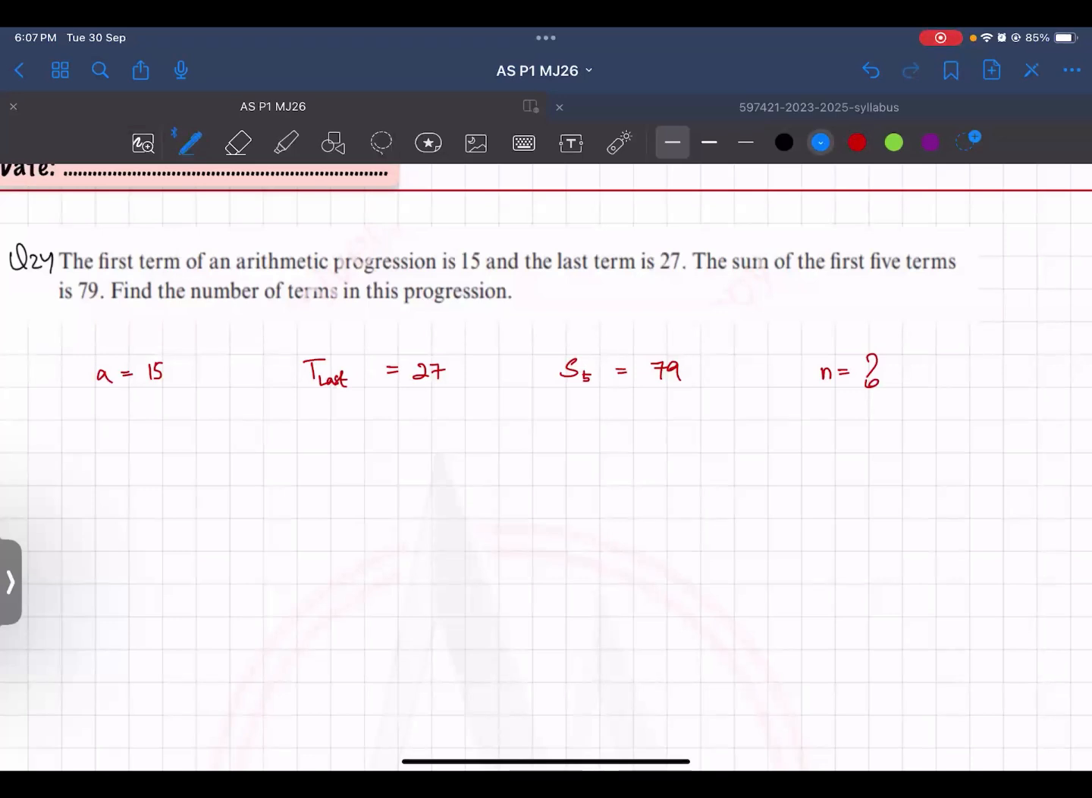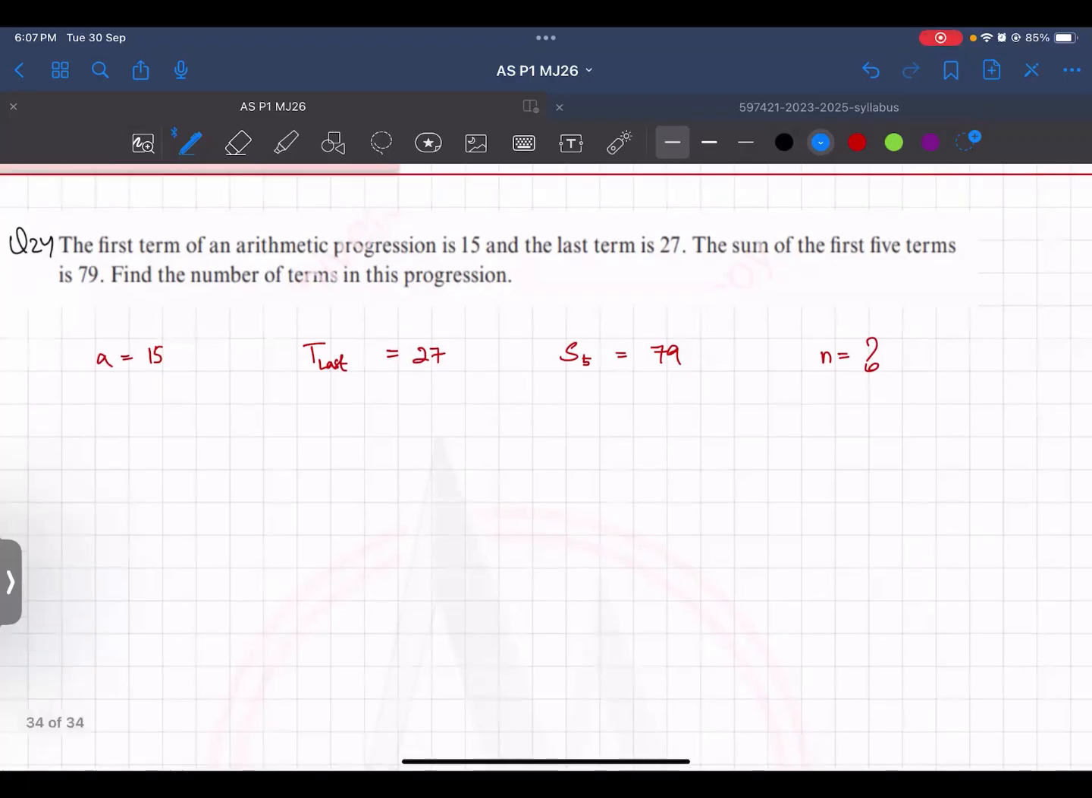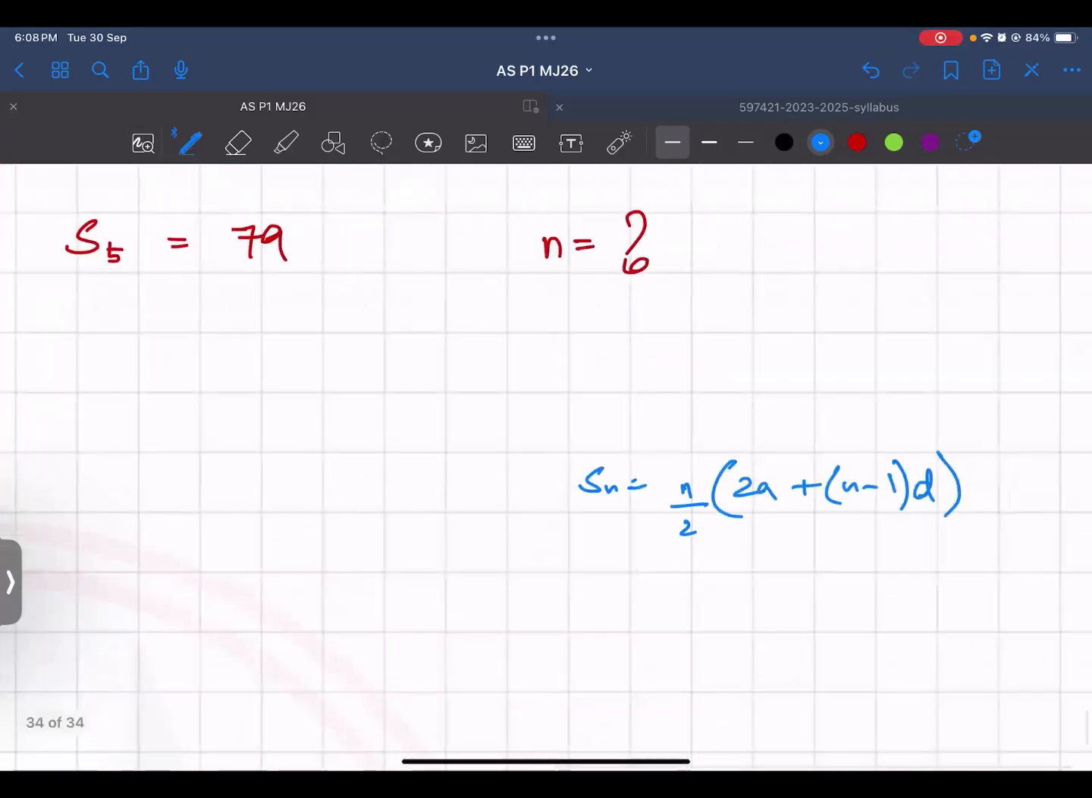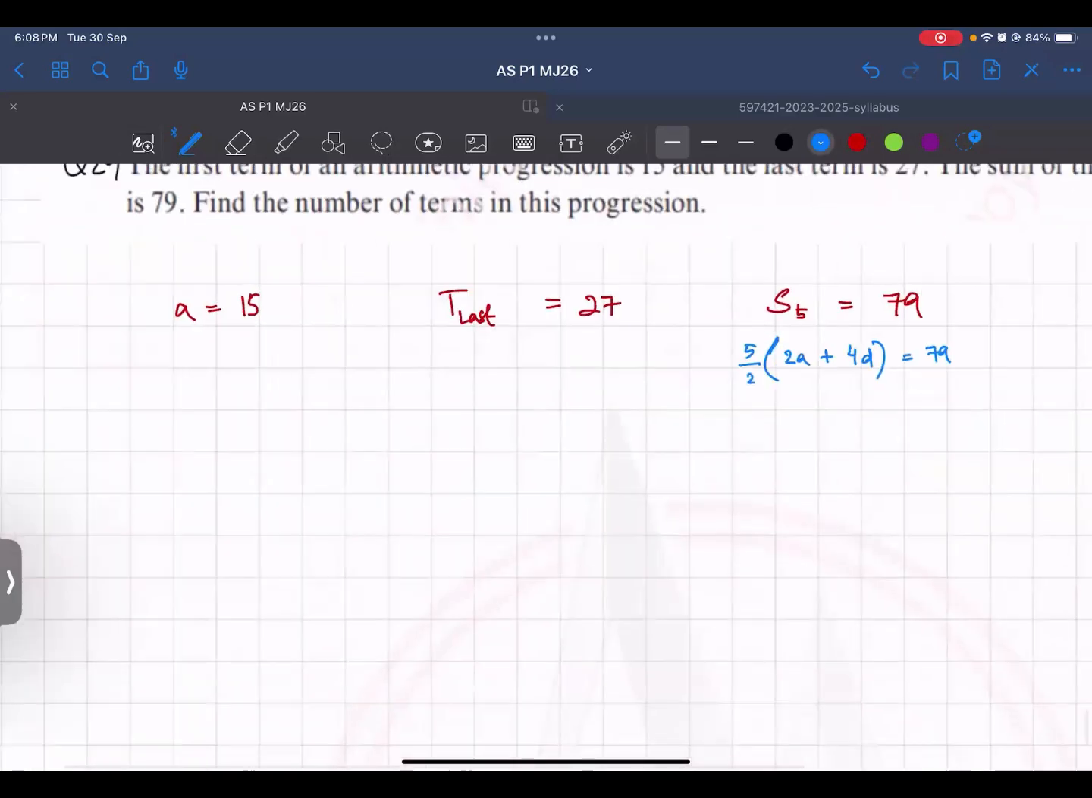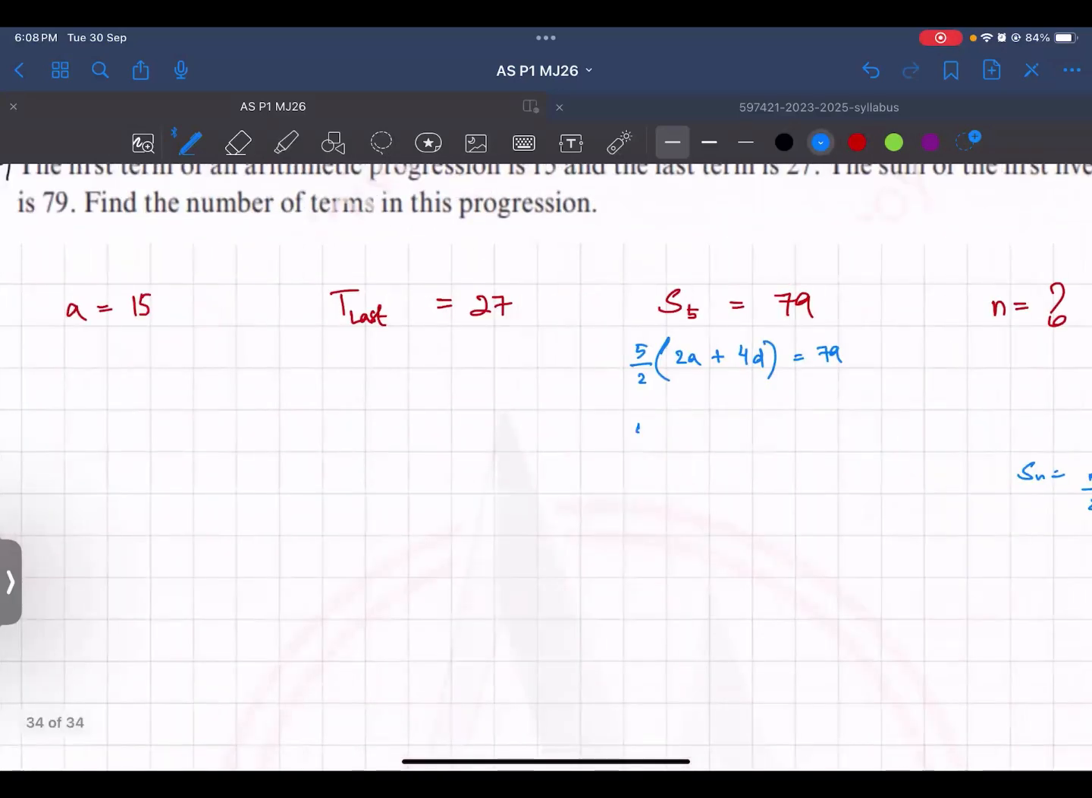Definitely simultaneously, possibly. So for the sum of 5 terms, we know the Sn formula. You have to learn this. n upon 2 times 2a plus n minus 1 times d. Look, you can see the value of n is 5. So this would be 5 upon 2 times 2a plus 5 minus 1, which is 4, into d, is equal to 79. And you know the first value as well, the first value is 15. So 5 upon 2 into, 2 times 15 is 30, 30 plus 4d is equal to 79.